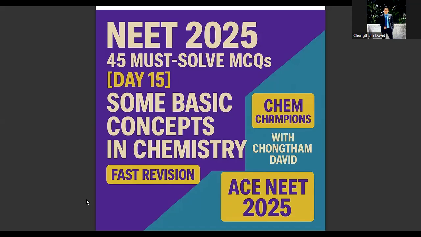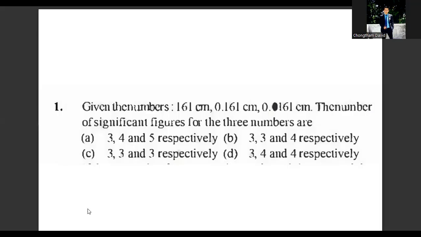Now let us start solving some questions. I'm going to share the screen for you. Let us read the first question. Given the numbers 161 centimeter, 0.161 centimeter, and 0.0161 centimeter, the number of significant figures for the three numbers are.